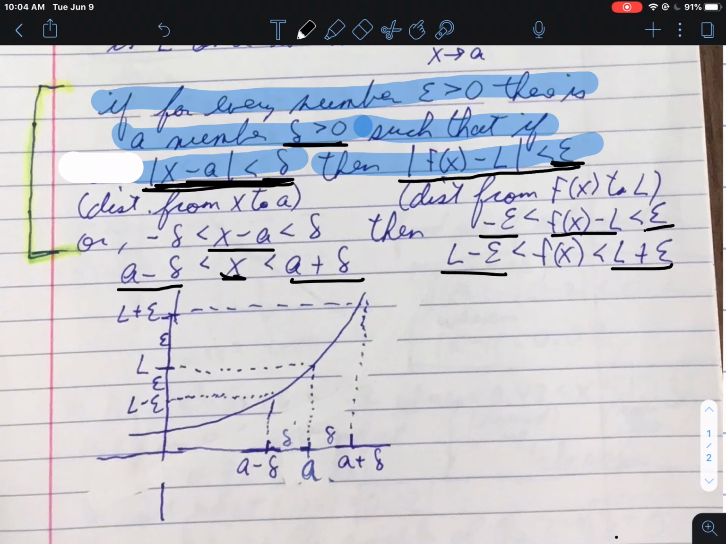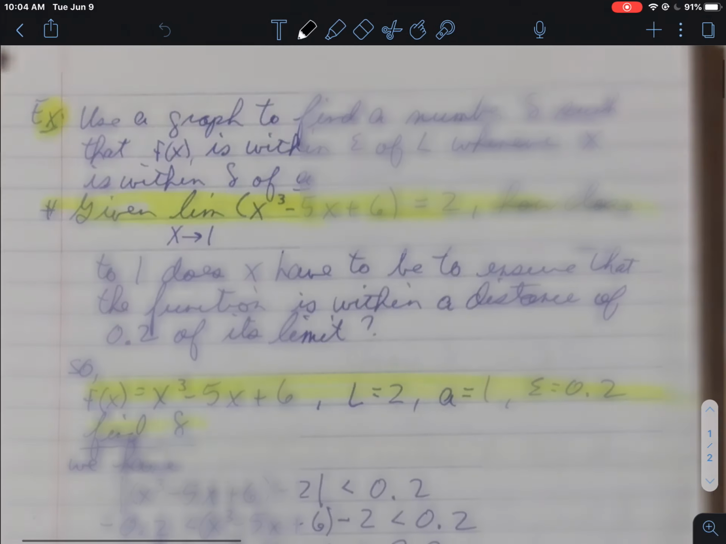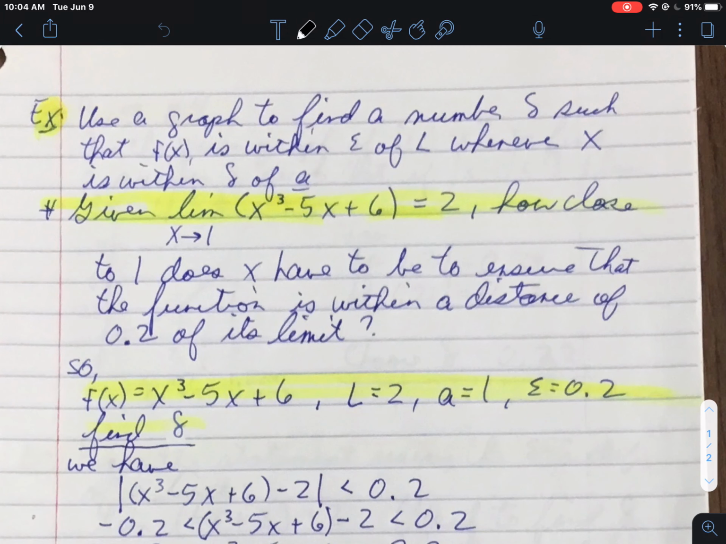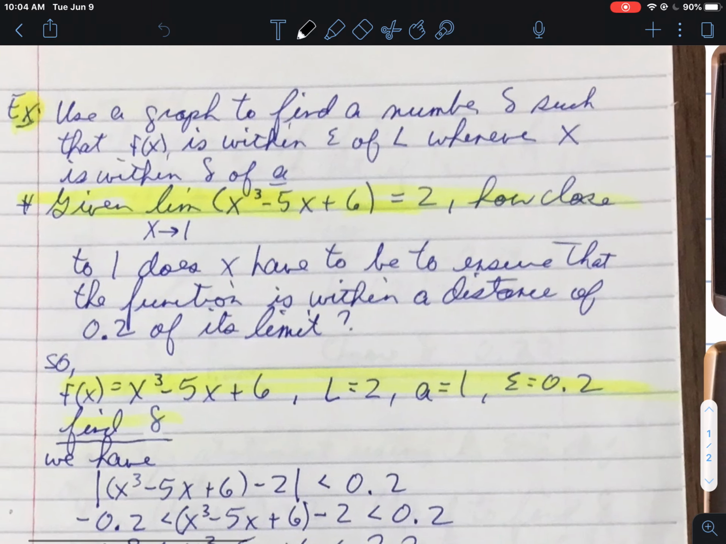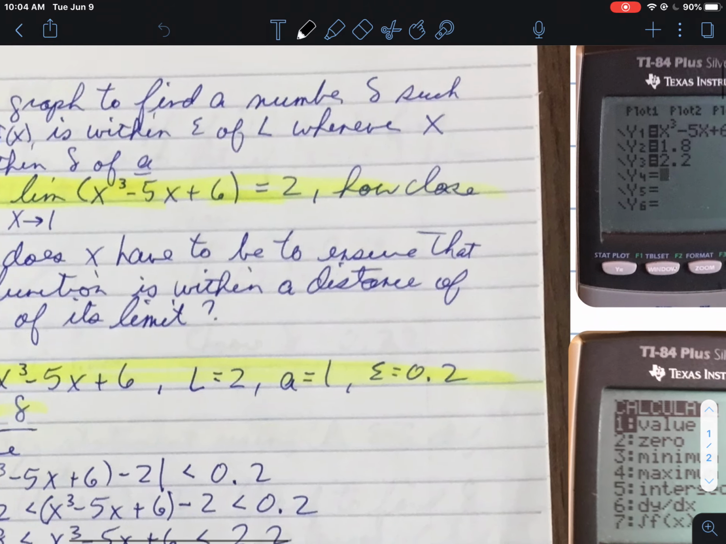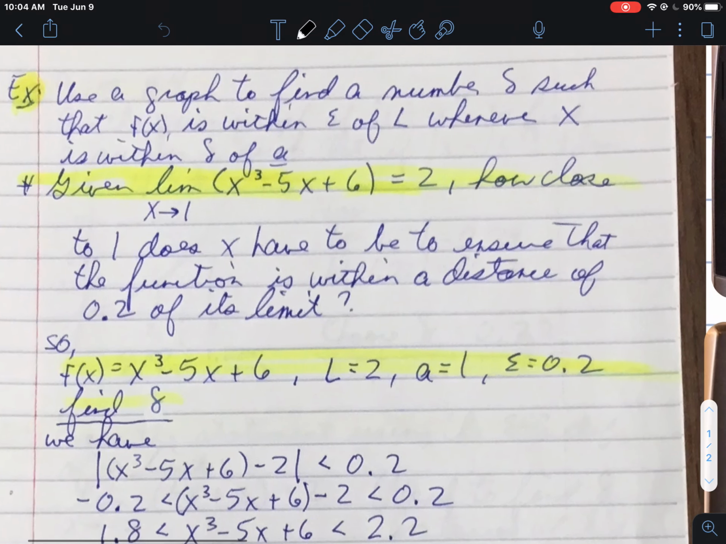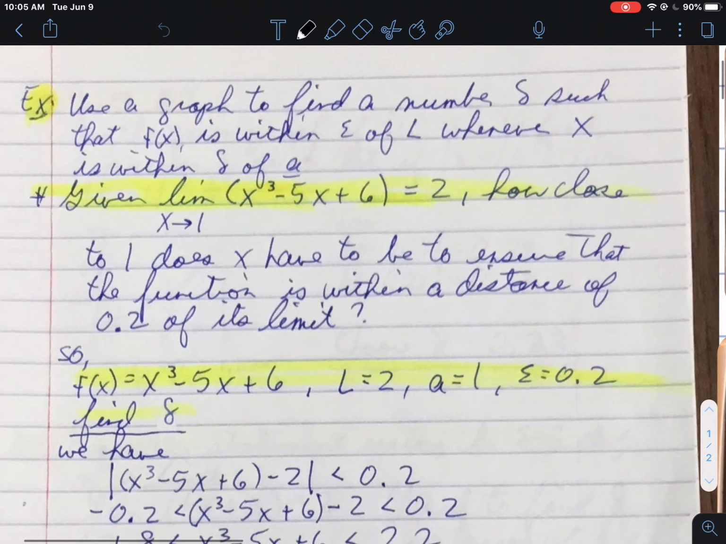How close to A does x have to be? So we'll call that a graphical approach to this, and then we'll do the more generic, which is ultimately the trickier part. Now I'm going to show you how to do this on the calculator as well. So I do have some calculator pictures for you, because that'll be the easiest way to figure this out. So what we're doing with this first example, we're using a graph to find a number delta.